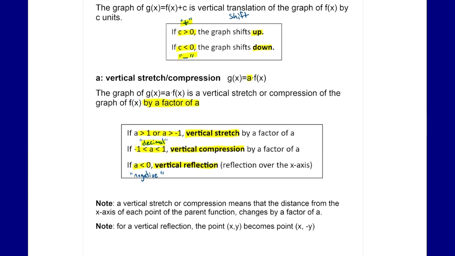And now things to note: vertical stretch or compression means that the distance from the x-axis of each point of the parent function changes by a factor of a. So if the a value is greater than 1, or greater than -1, that means it's going to stretch. That means the distance is going to be farther away, meaning it's going to have that vertical stretch. It's going to look very tall and thin. If it's compressed, that means we're decreasing the distance, so it's going to be shorter and wider, you might say. And then for reflection, we basically make all our y values negative. We flip it over the x-axis, reflect it over the x-axis.